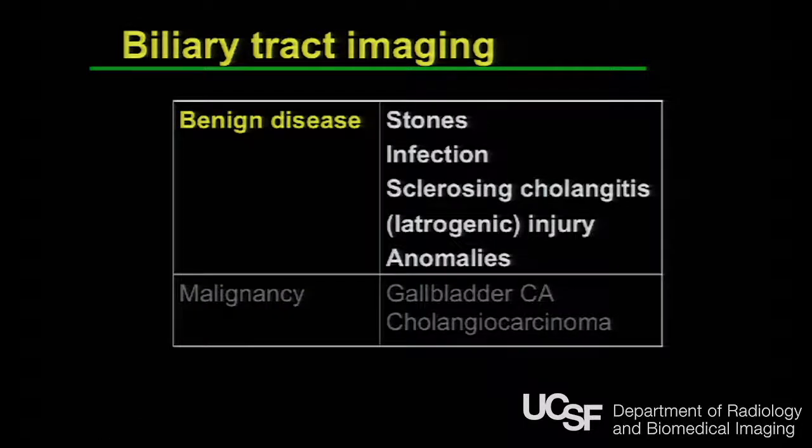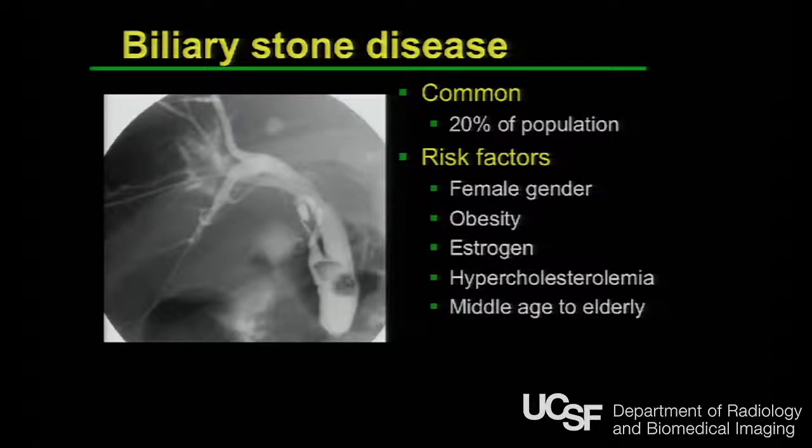So let's start off with stone disease, and it's very important because of how common biliary stone disease is. It affects 20% of the population. Although there are risk factors, female gender, obesity, fertile years, hypercholesterolemia, middle age, the breadth of the disease, it affects children, elderly patients, men, it really doesn't matter. So we recognize the risk factors, but anyone can have stone disease.